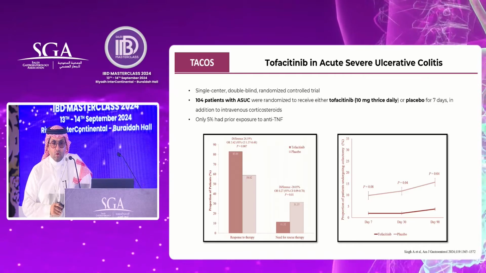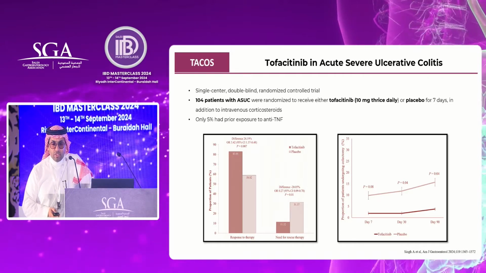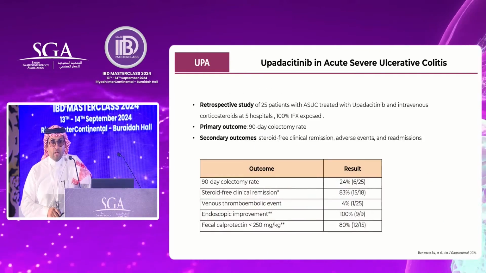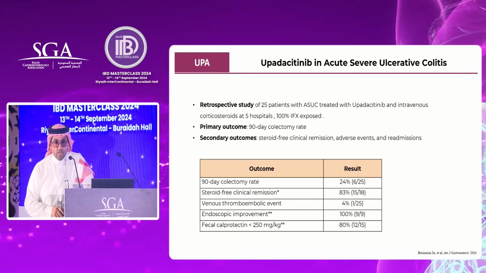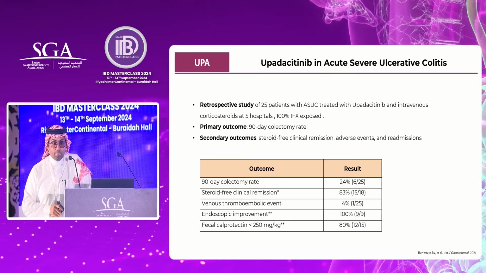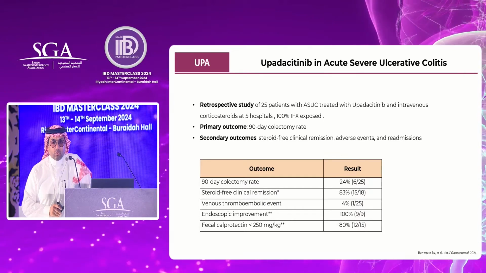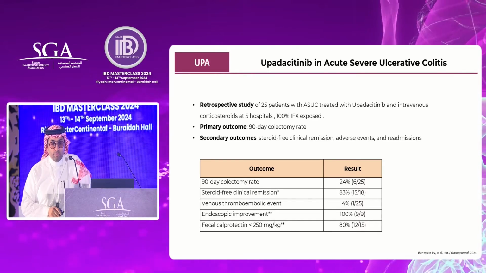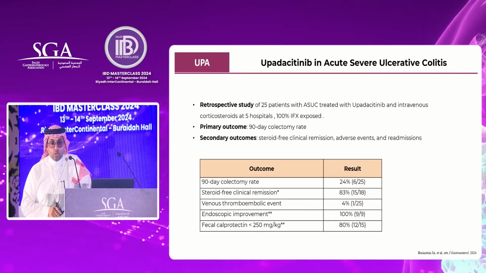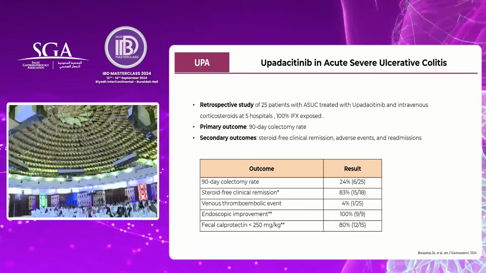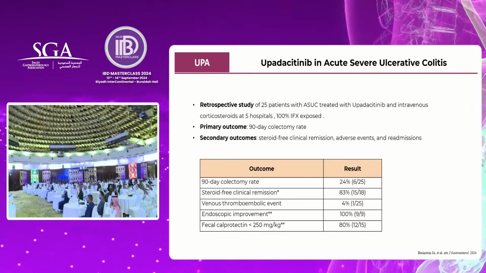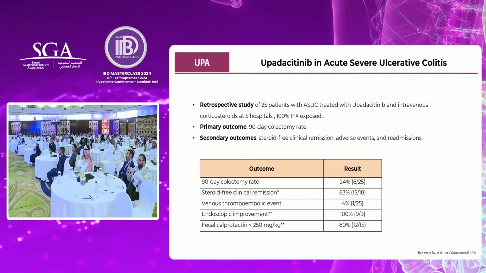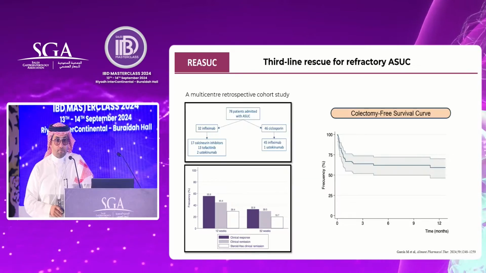And regarding the colectomy rate, it is less in the tofacitinib group compared to the placebo group, and this is statistically significant. With upadacitinib, there is also a promise that patients may benefit from treatment. In this study of 100 patients, they were already infliximab exposed. As we can see here, the 90-day colectomy rate is 24%, steroid-free remission is 83%, and venous thromboembolism events are 4%. So there is a signal that upadacitinib is promising and working for acute severe ulcerative colitis.